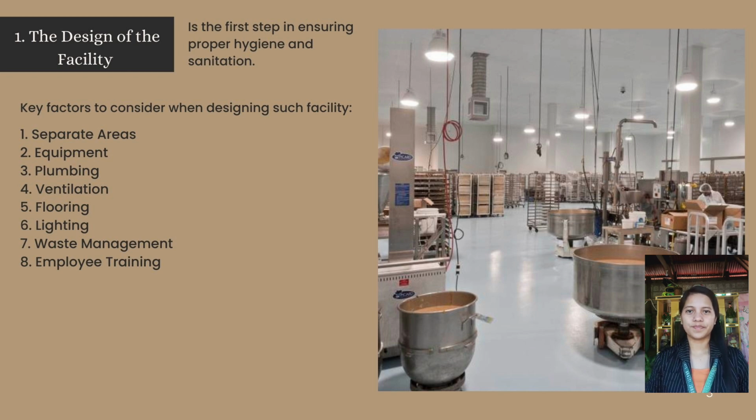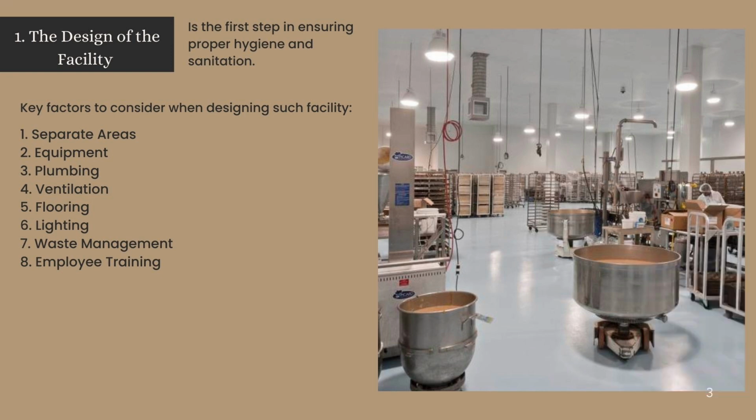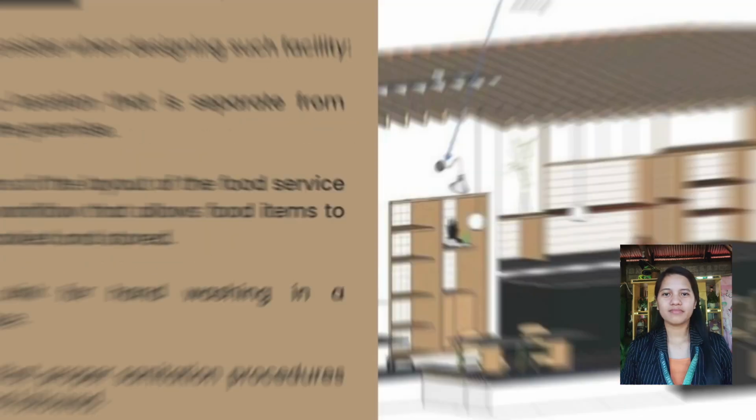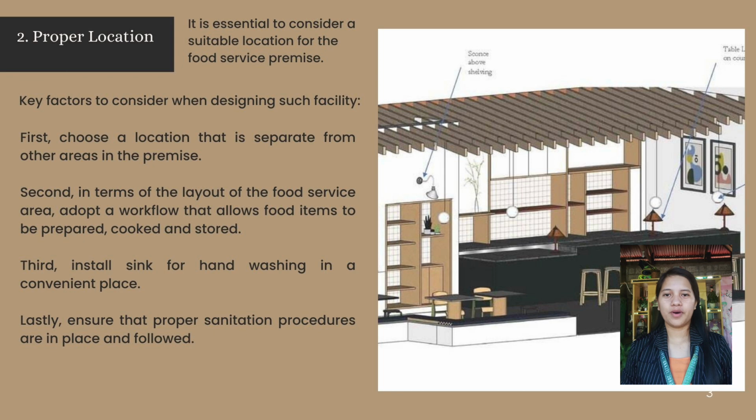First factor, separate areas. The second factor, equipment. The third factor is plumbing. Fourth factor, ventilation. The fifth factor, flooring. Sixth factor, lighting. Seventh factor, waste management. Eighth factor, employee training. The second key point, proper location.